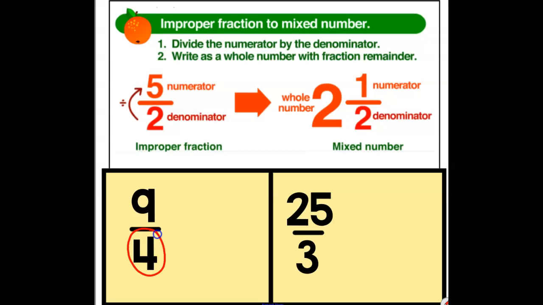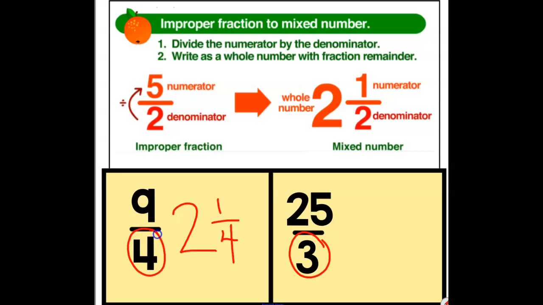4, 8. That would give me 2 wholes. And then I would need 1 more 4th. So 9/4 would be the same as 2 1/4. So the first thing I'm going to do over here is I'm going to look at my denominator, 3. So I want to know how many 1/3s, or I've got 25 1/3s in this number.